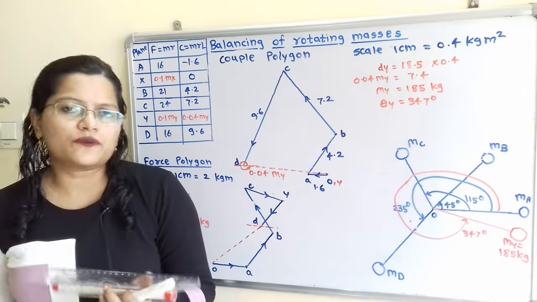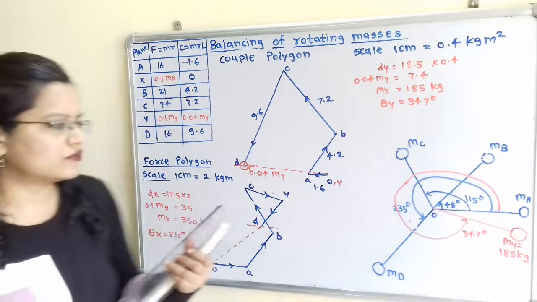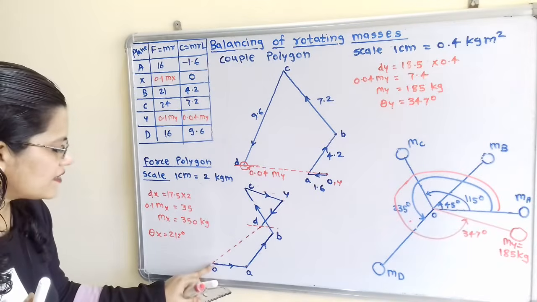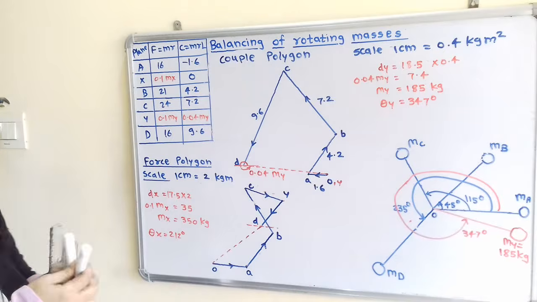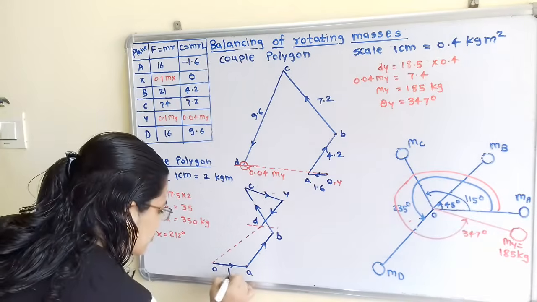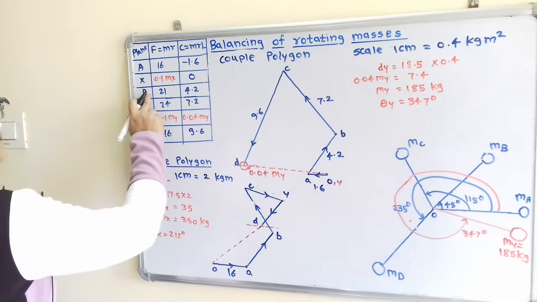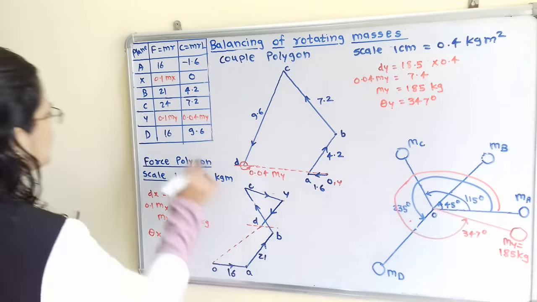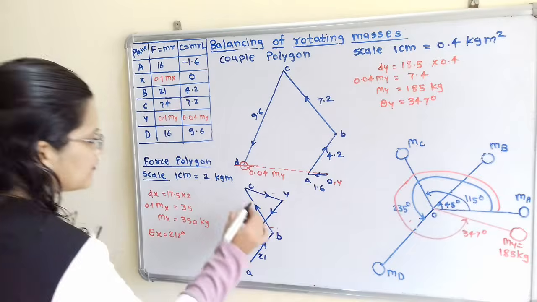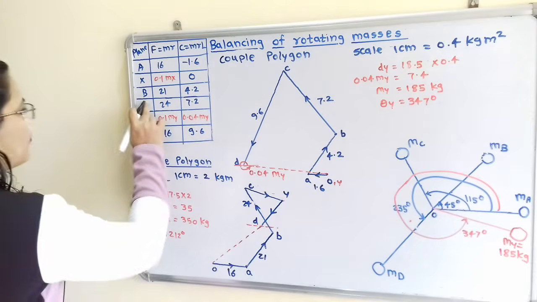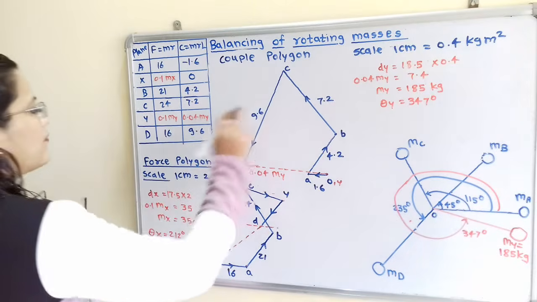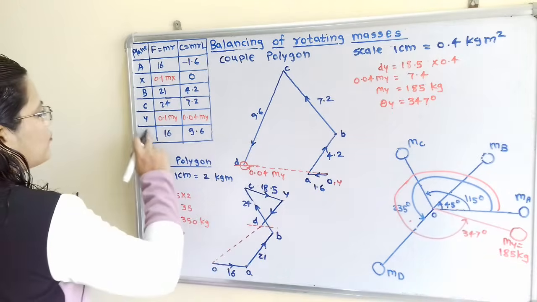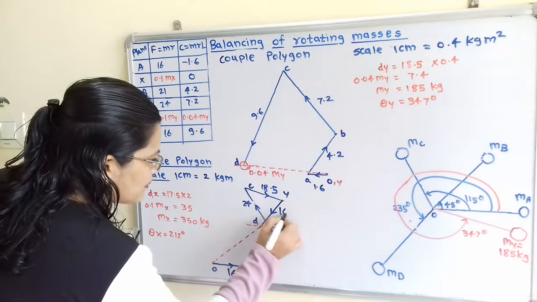Now for this polygon we will mention the values. The first plane is plane A. This is the line representing O to A, and its value is 16. So I will mention it here. Then next is B. A to B is 21. Then next is C. Between B to C it is 24. Then C to Y, 0.1 into my, that is 18.5. And then Y to D it is 16. So we have to mention these here.